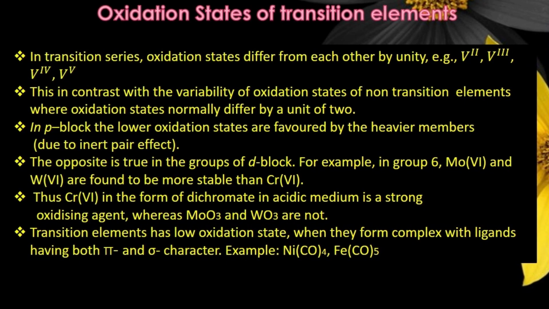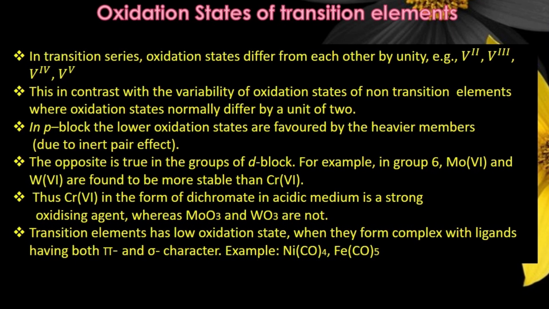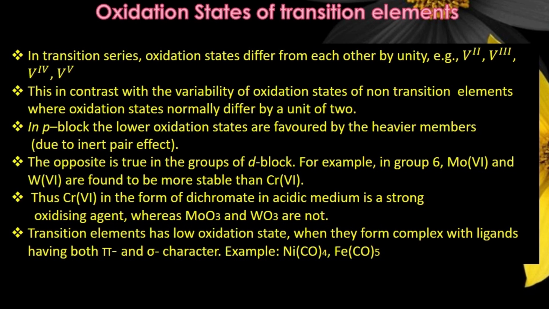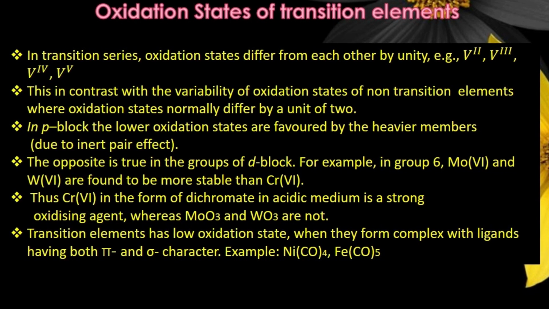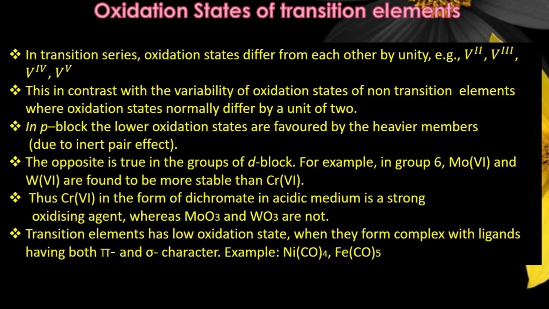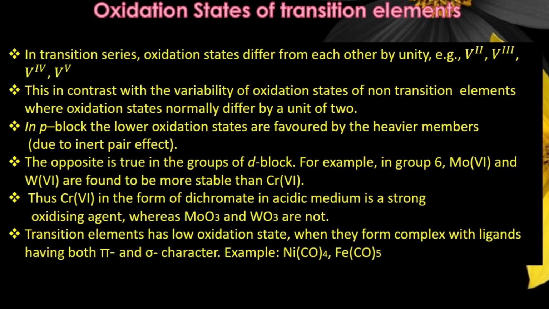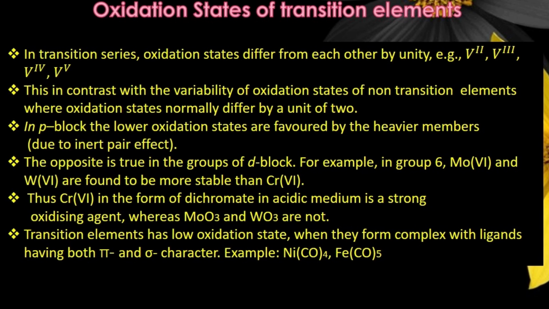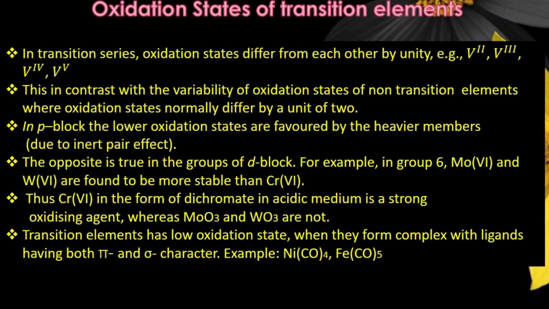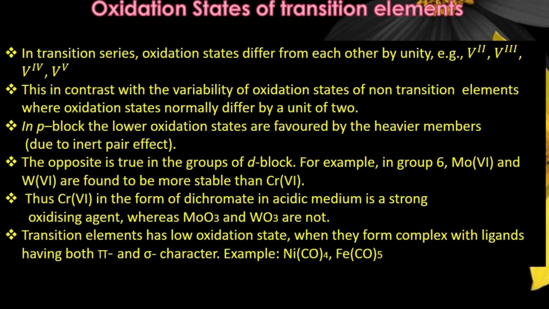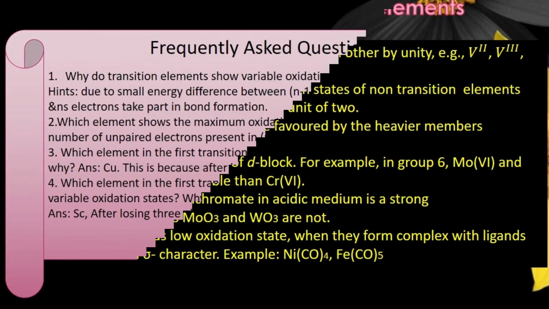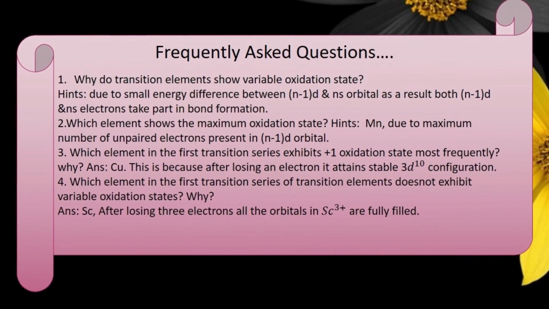Another difference between p block elements and d block elements is that in p block elements, lower oxidation states are favored by the elements which are placed at the bottom of the group. Whereas in d block elements, lower oxidation states are favored by the elements which are placed at the top of the series. Students, try to answer these questions.